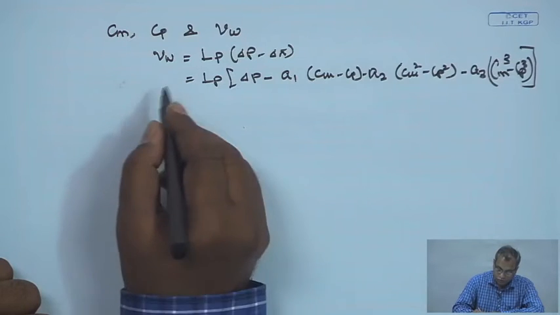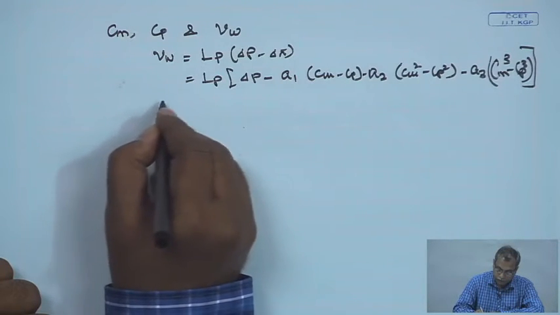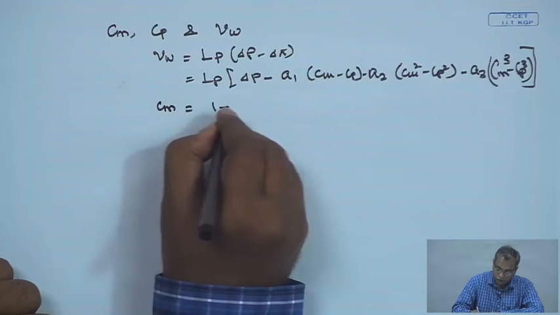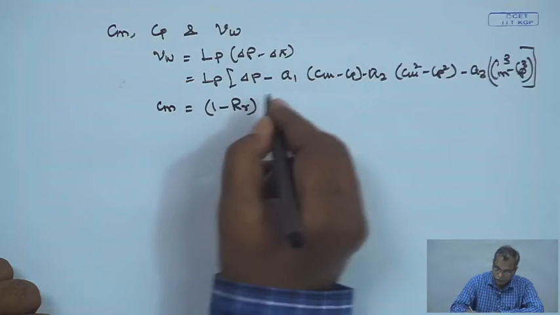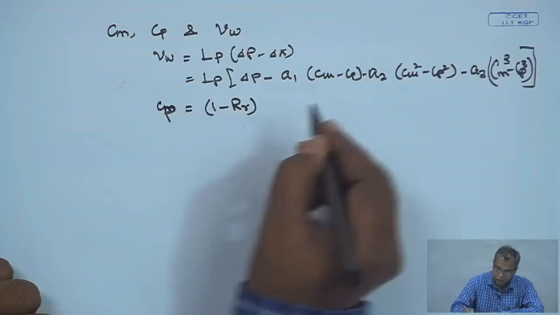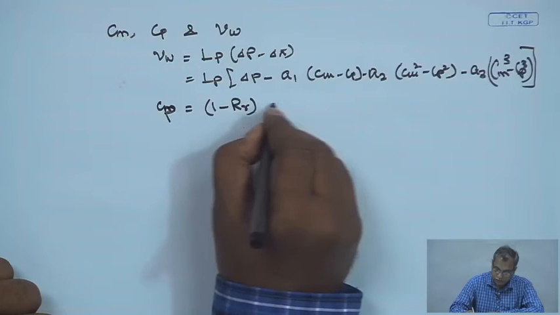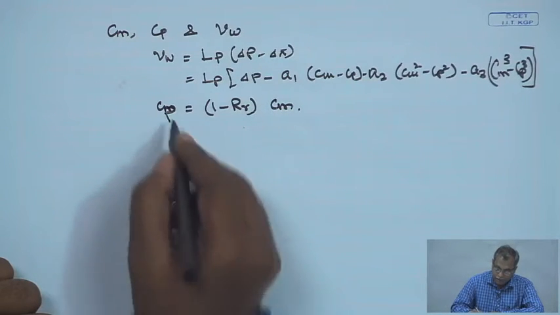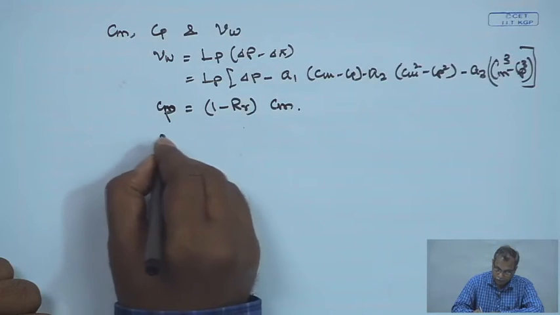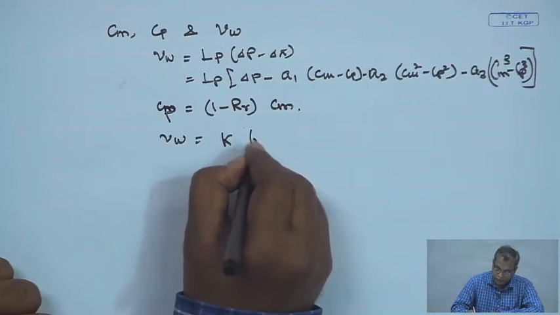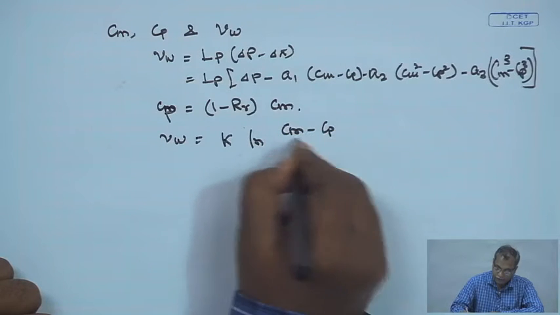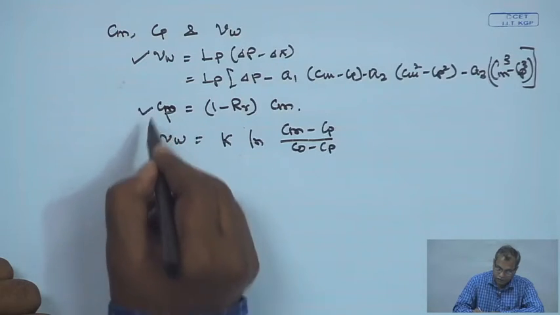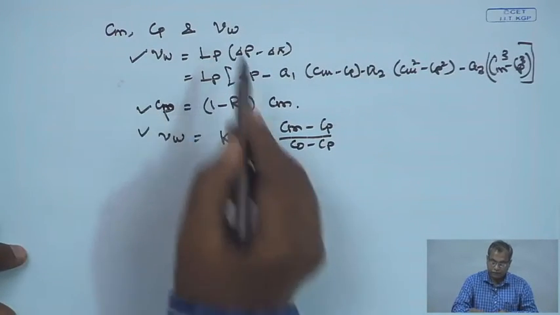Okay. We have the equation of definition of real retention, Rr is equal to 1 minus Cp by Cm, so Cp is equal to 1 minus Rr times Cm. There is a connection, and we have the film theory model: Vw is equal to K ln of (Cm minus Cp) divided by (C naught minus Cp). So, we have three equations and three unknowns: Cm, Cp and Vw.